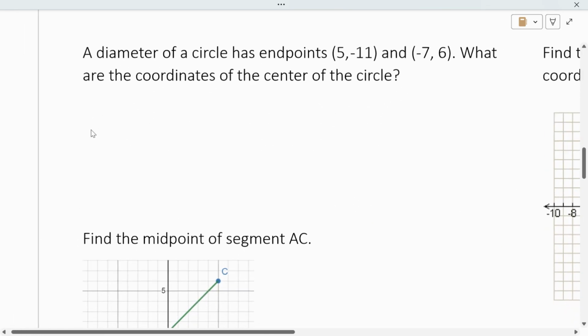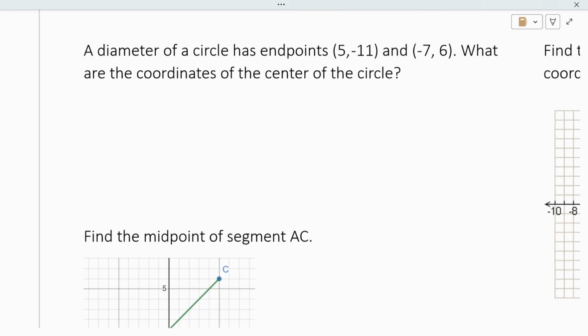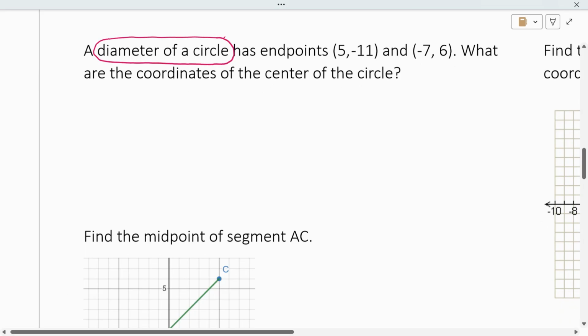So a diameter of a circle. I forgot what a diameter is. What is the diameter of a circle? Kylie? It goes all the way through the circle, passing through the center. So a diameter is something like this. It's a chord, but it has to pass through the center. Okay? So that's kind of what we're looking at.